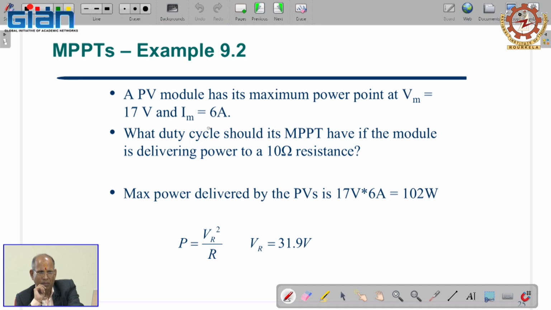This maximum input voltage 17, maximum current 6, then maximum power 102 that you want to transfer across this load resistance. So what should be the voltage across the load, the output voltage? This voltage you saw that it is 31.9. Now the duty cycle we need to find.